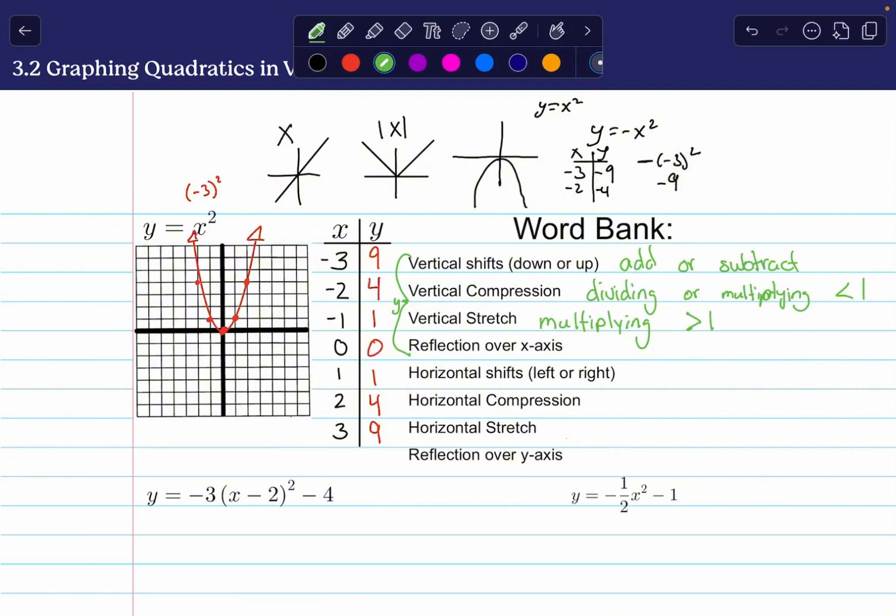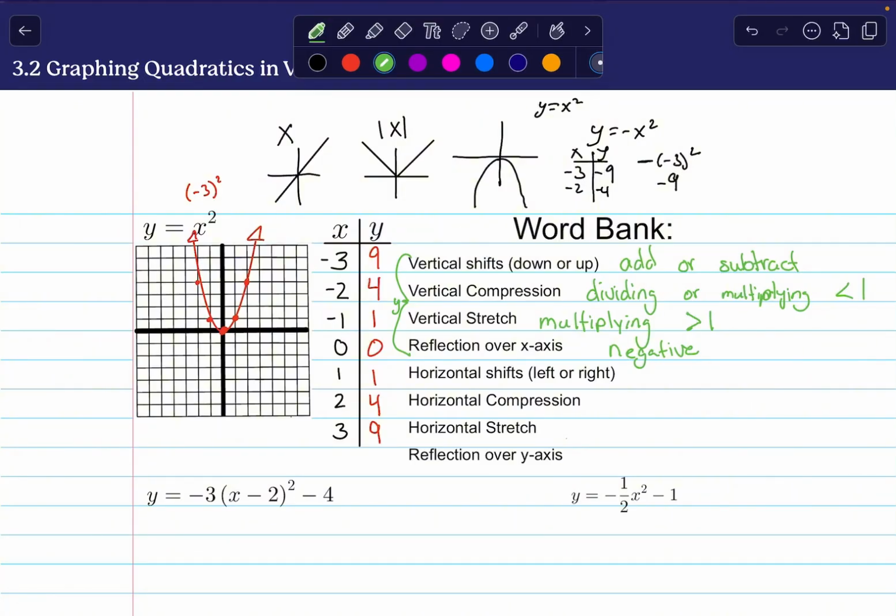And then reflection over the x-axis is when you have a negative number. Negative, not a minus, it's a negative. Okay. So all of those things affect the output, the y part. And you're going to be able to see quickly what's happening. It should make some sense, especially because it's going to build on all the things we've done before.